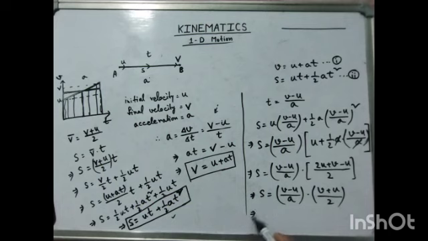So now if I multiply 2a with s, then it will be 2as equal to (v minus u) into (v plus u), that will be v square minus u square. So you can write it as v square equal to u square plus 2as. So this is our third formula. From this you don't need t. If you know any three of v, u, a or s, you can find the fourth one.